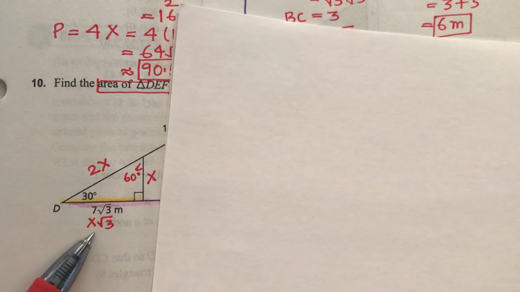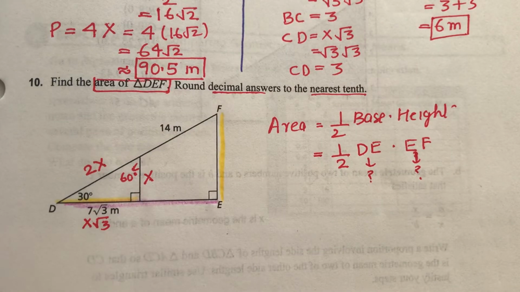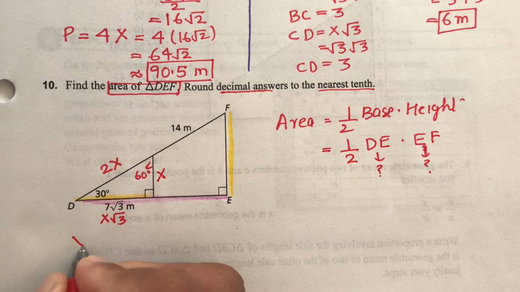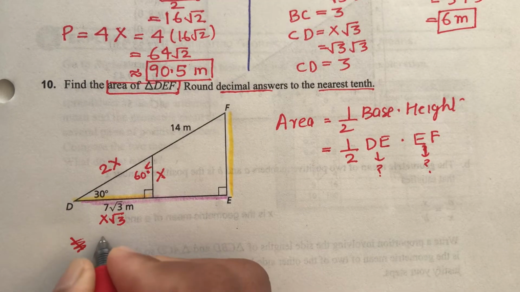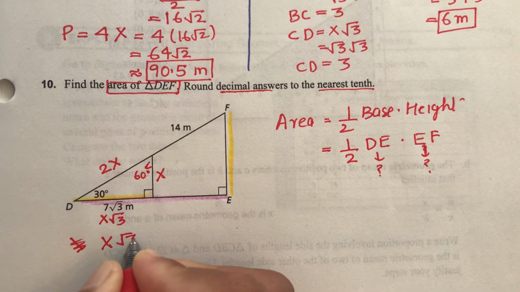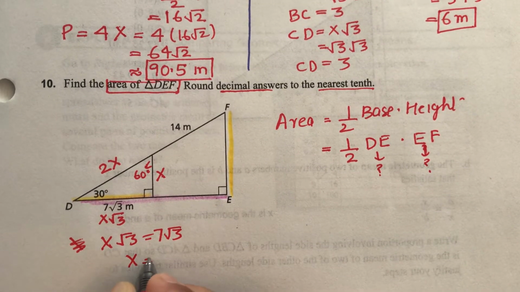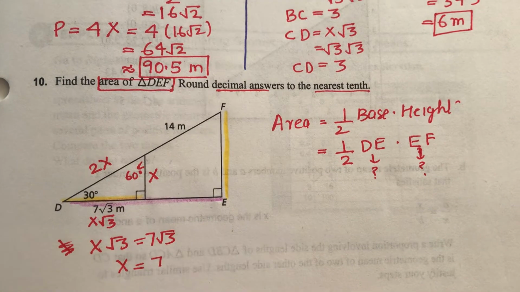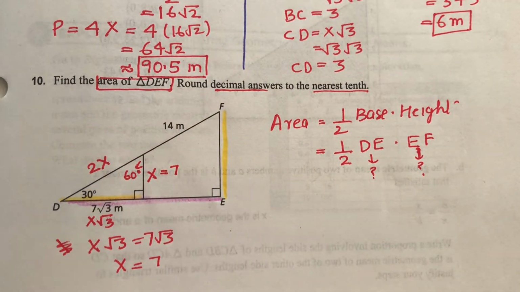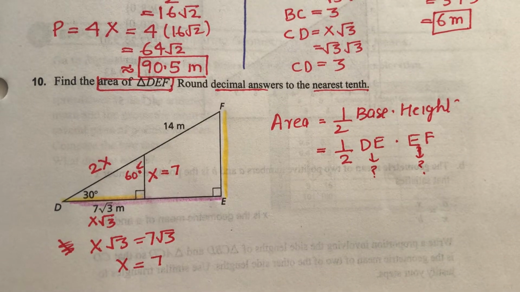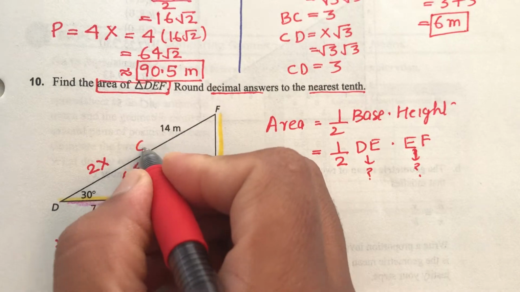Why not use it to create an equation and find my x? So I would be getting x root 3 is equal to 7 root 3. And x is what? We divide both sides by root 3, and we get x is 7. Now this part is solved. That is 7. And let's name it more: DEF, let's name it GH.